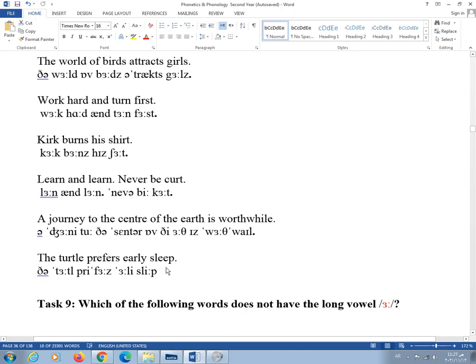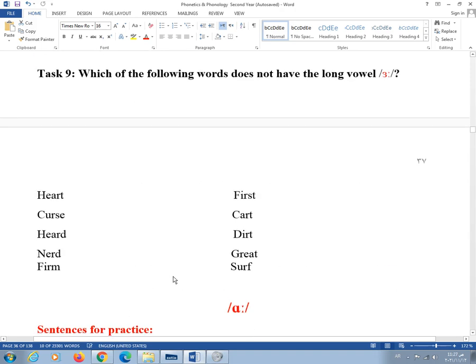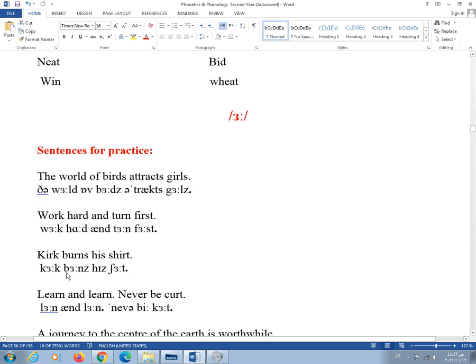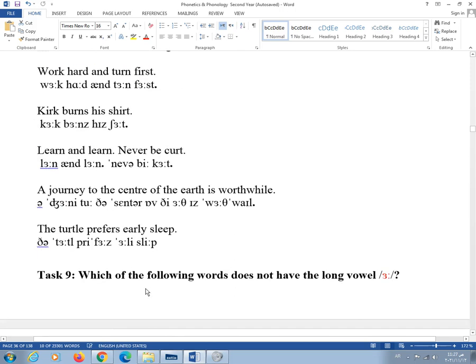Okay? And by the way, if you prefer the American pronunciation, of course, this will be said with an R. So we say the world instead of the world, birds instead of birds, girls instead of girls, and so on and so forth. So here we have turn, we have first, we have burns, and we have shirt, etc.